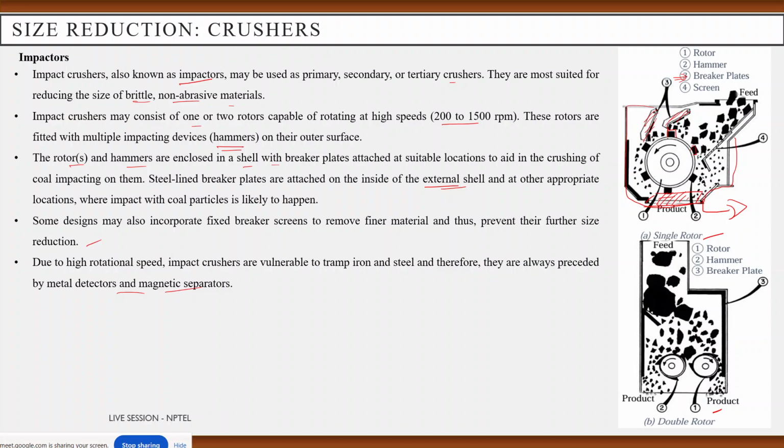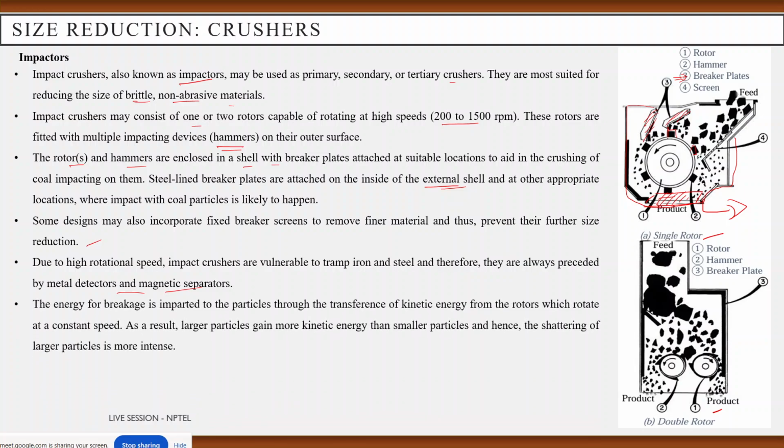That is the safer practice, because we don't know if the product is somehow contaminated with some iron or steel particles, which may cause a big risk in the downstream processes. So we always make sure that it doesn't contain unnecessary iron or steel particles. So we place metal detectors.